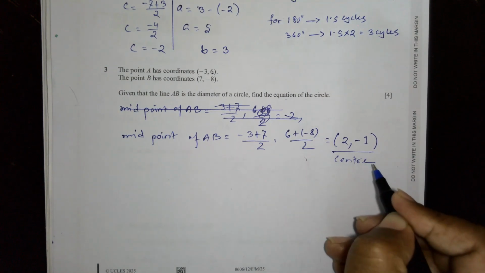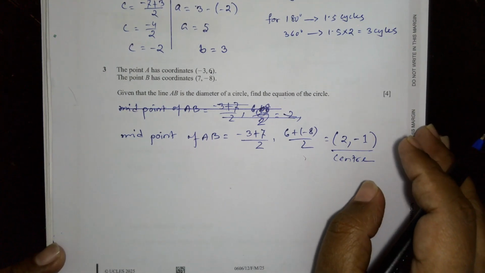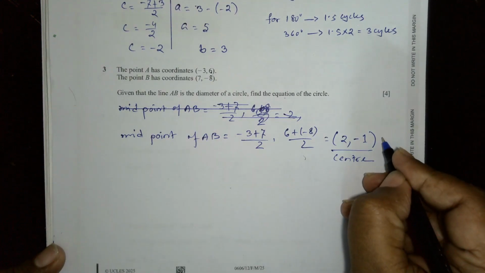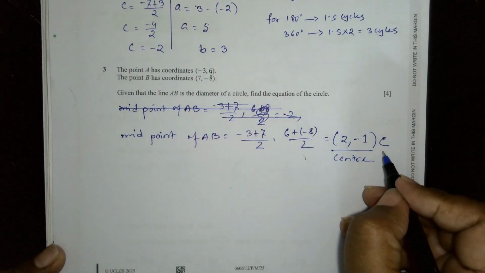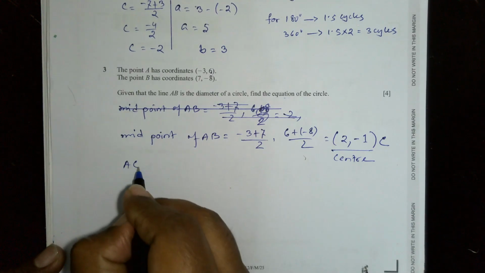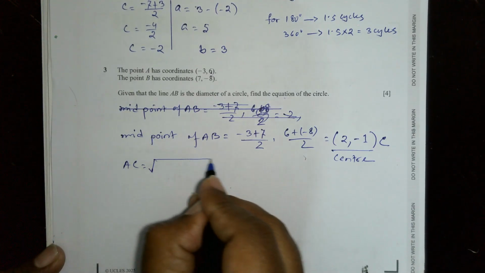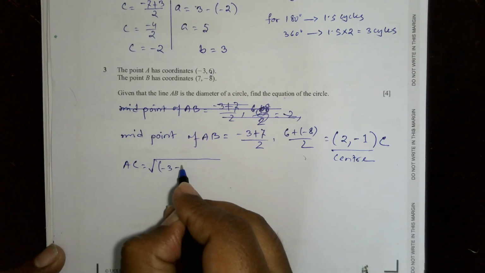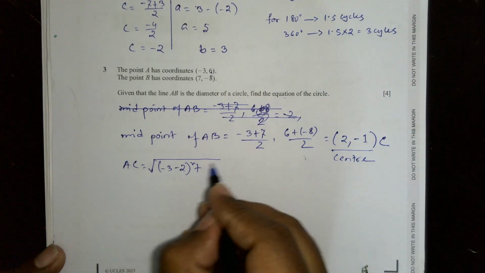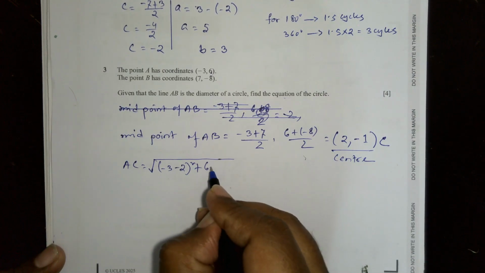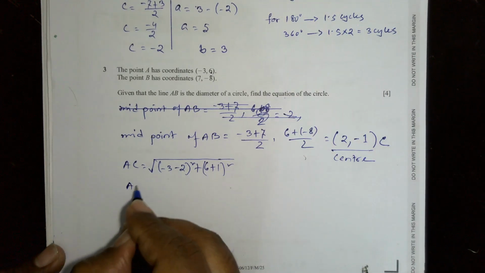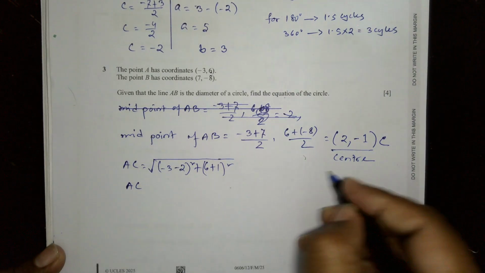Now I need to find the radius. You can choose any point on the circle. For example, let's give the center a name C. So I need to find the length AC, and that should be the radius. So (-3 minus 2) whole squared plus (6 minus minus 1), that means plus 7, squared. So AC squared.